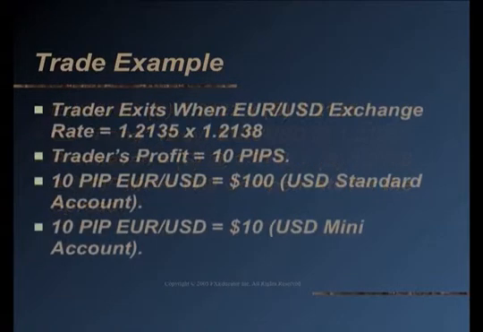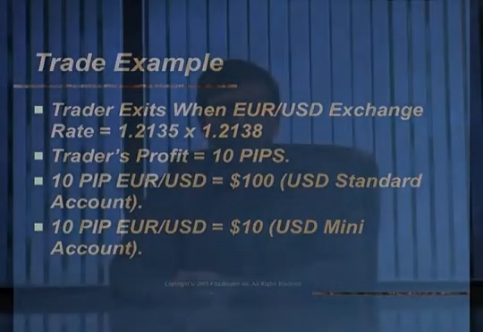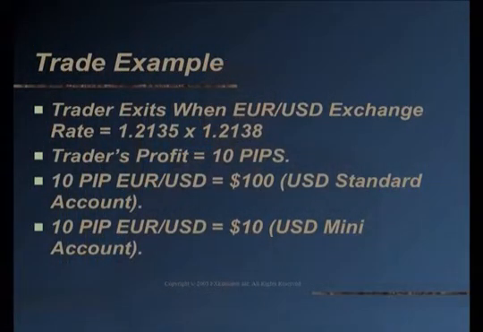The trader exits when the Euro US dollar exchange rate equals 1.2135 on the sell side, 1.2138 on the buy side. The trader's profit would be 10 pips if we exit at 1.2135. So, a 10-pip move in the Euro US dollar currency pair is going to net the trader $100 in a US dollar standard account. And there are mini accounts available too. We'll speak about them later. But a 10-pip move in the Euro US dollar currency pair is going to equal $10 in a mini account. And again, that's for a US dollar denominated account.